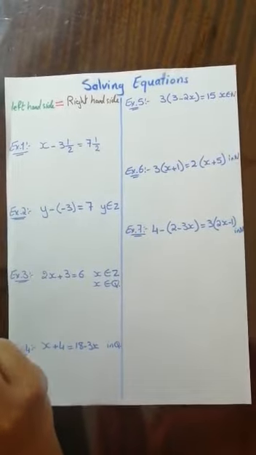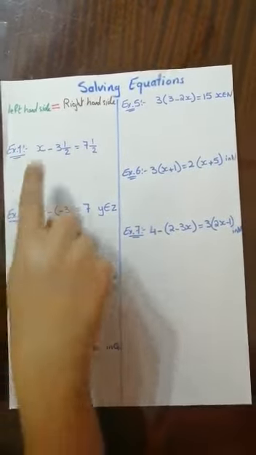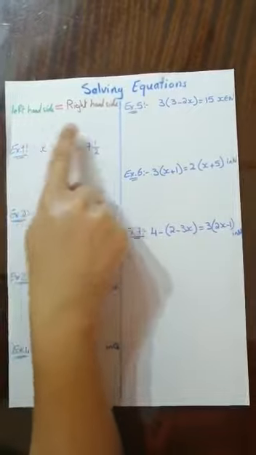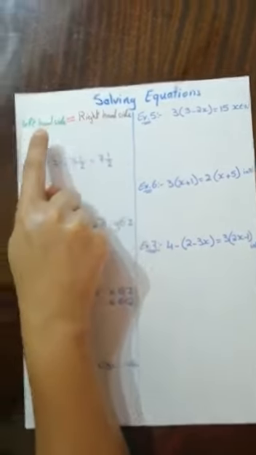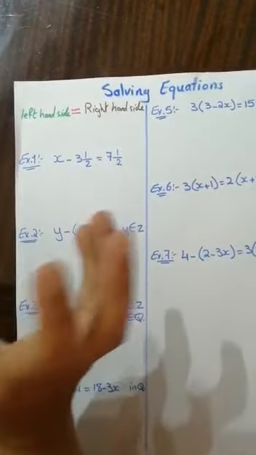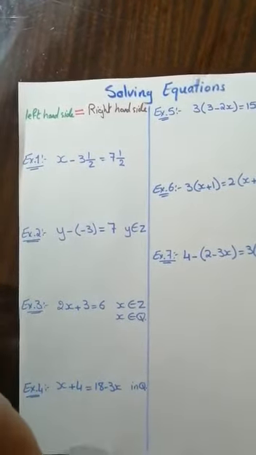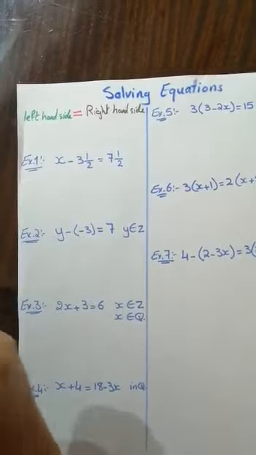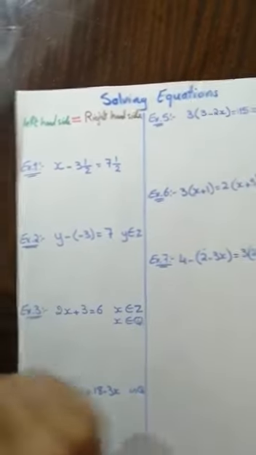What does equation mean? The word equation means an equality sign between two sides, the right hand side and the left hand side, and it has one variable or more. This year we are going to study equations which have one variable, and we try to find the value of it.